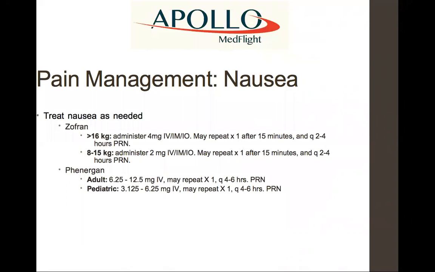So Phenergan, keep in mind this is a first generation antihistamine, so it's very similar to Benadryl. It does have antihistamine properties, they are basically chemically the same, and they cause the same reaction. I think there's just a minor variation with a hydrogen molecule. But adult is 6 to 12 milligrams, and you can repeat it one time, and then you can do that every 4 to 6 hours. It lasts a little bit longer. It does cause some sleepiness. The pediatric is half that dose, 3.125 to 6.25, and within the same parameters for repetition.